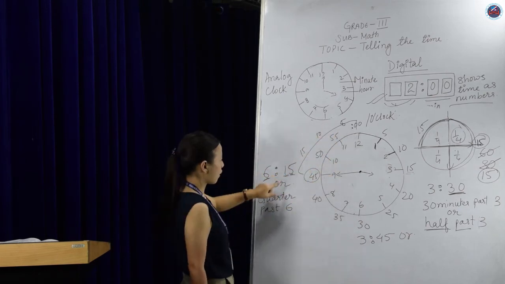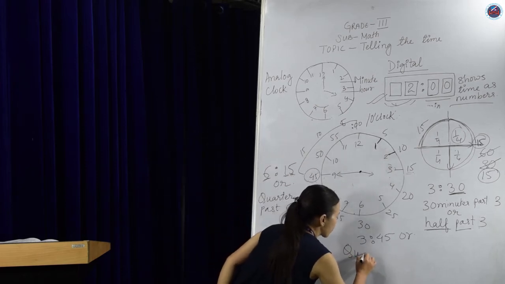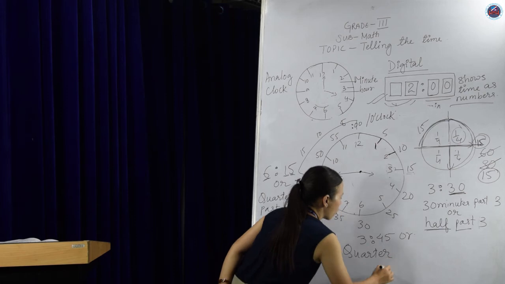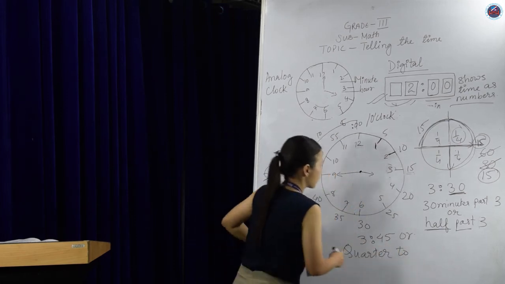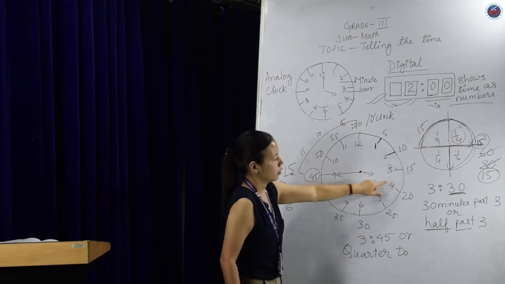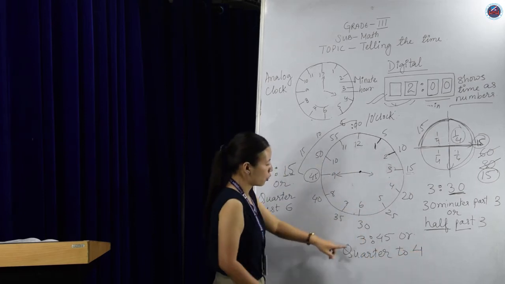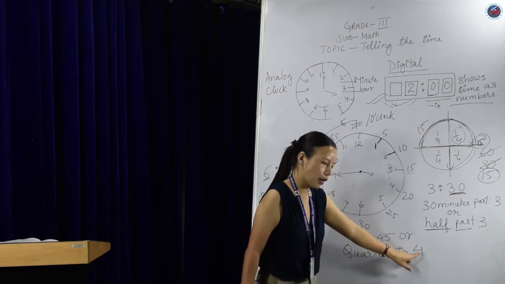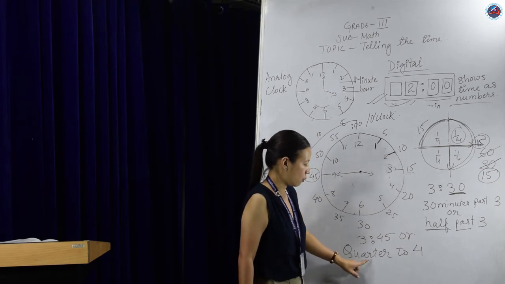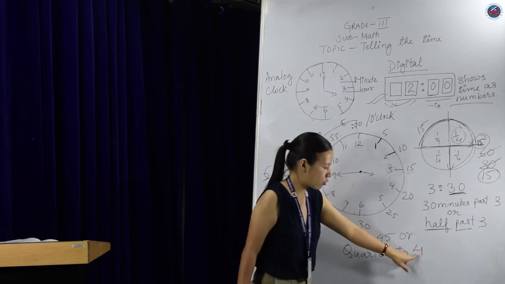So for 15, we have used the word to here. That means only 15 minutes are left to go to the next number, that is 4. So we don't write 3 here. It says quarter to, and if you write 3 here, it's going to be wrong. It should be quarter to the next hour, and the next hour after 3 is 4, so we write 4.